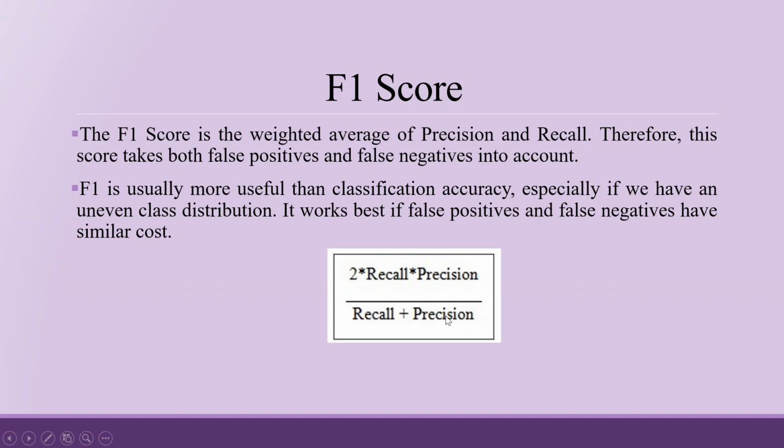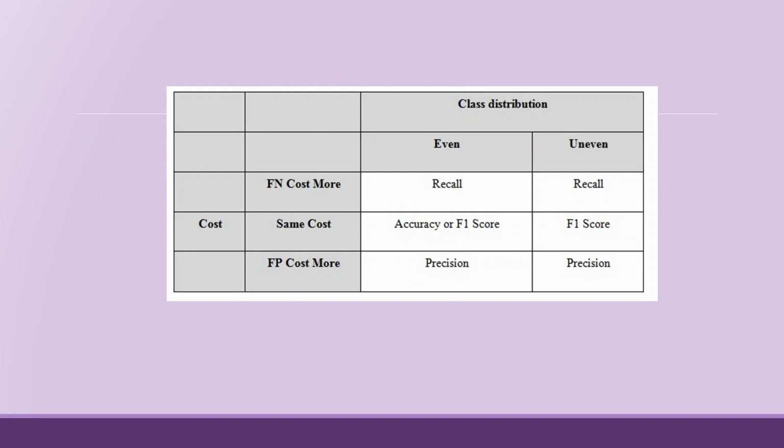Now there is an F1 score. So F1 score is a weighted average of precision and recall. Therefore, this score takes both false positives and false negatives into account. F1 is usually more useful than the classification accuracy, especially if we have an uneven class distribution. It works best if false positives and false negatives have similar cost.